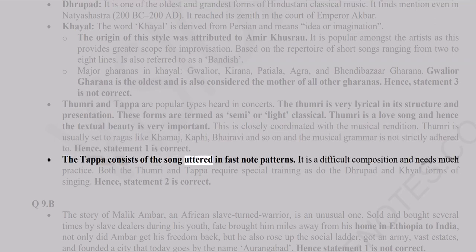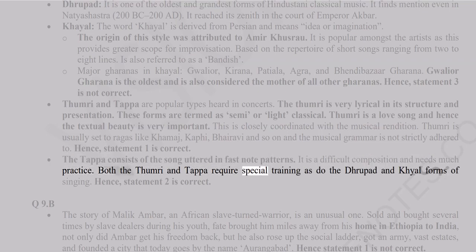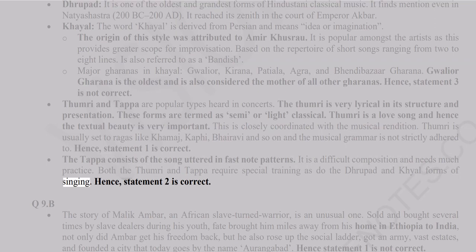The Tappa consists of the song uttered in fast note patterns. It is a difficult composition and needs much practice. Both the Thumri and Tappa require special training, as do the Drupad and Khyal forms of singing. Hence, statement 2 is correct. Q9.B.